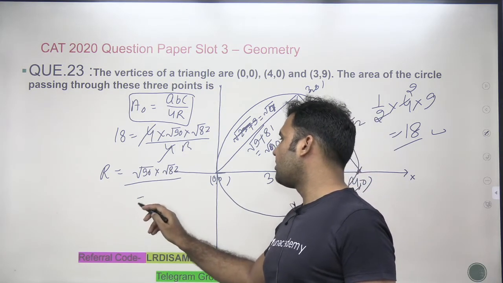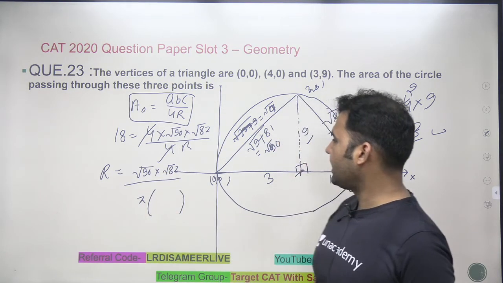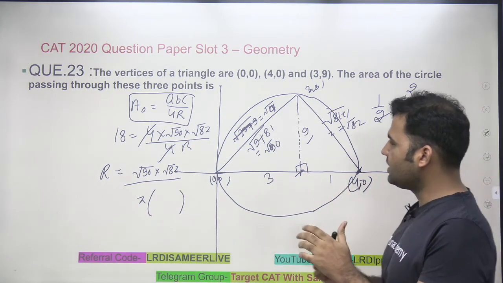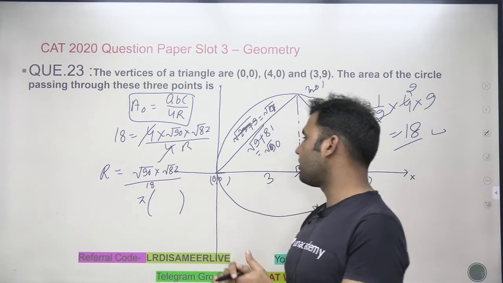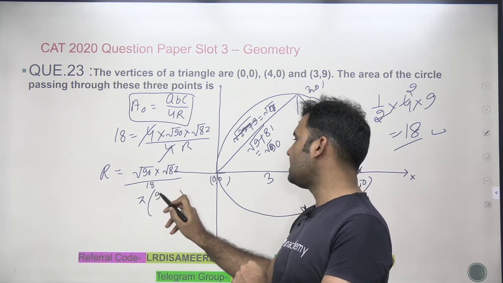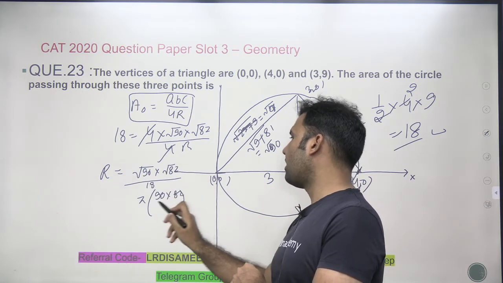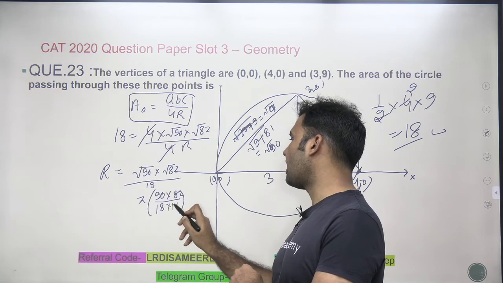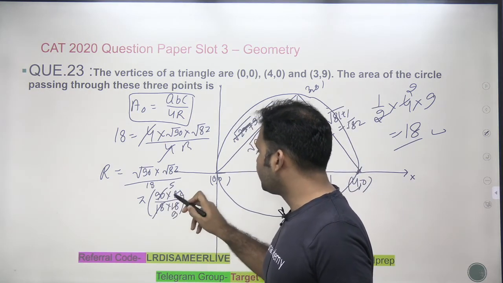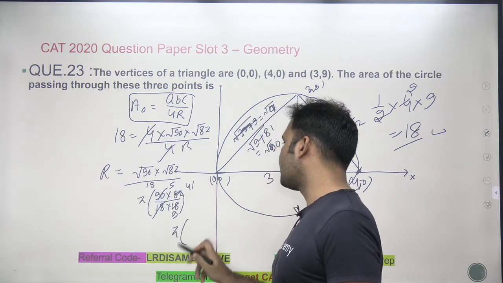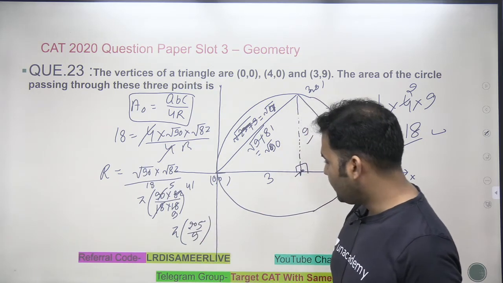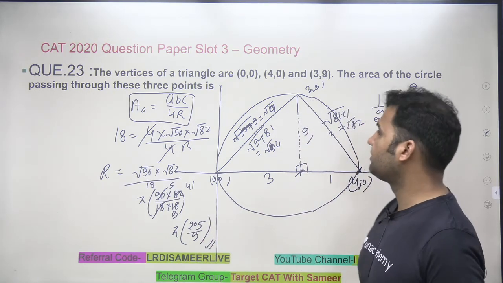Now the area of the circle will be pi r square, right? The square of this. We have 18 in the denominator also, so this value will be in the denominator. So R square is 90 into 82 upon 18 into 18. Now just cancel on 5, and you see that this will cancel on 2. This will be 41. So the area of the circle will be 205 pi upon 9. That's the answer of the question, right? This is the area of the circle.